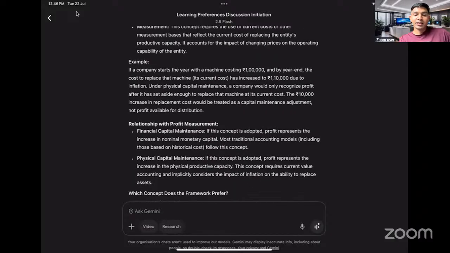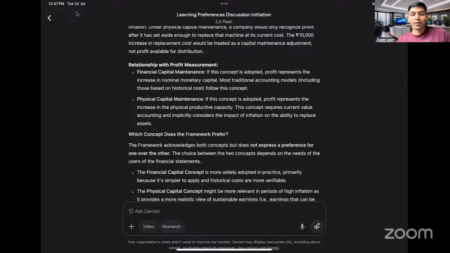Here, for example, if a company starts the year with a machine costing 1 lakh rupees, and by the year end, the cost of replacing that machine, its current cost, has increased to 1 lakh 10,000 rupees due to inflation. Under the physical capital maintenance, a company would only recognize profit after it has set aside enough to replace that machine at its current cost, and the rupees 10,000 increase in replacement cost would be treated as a capital maintenance adjustment, not profit available for distribution.